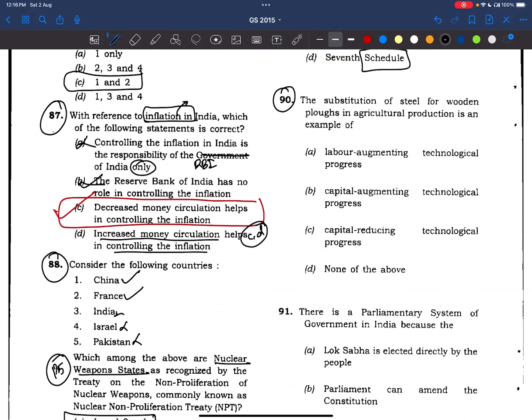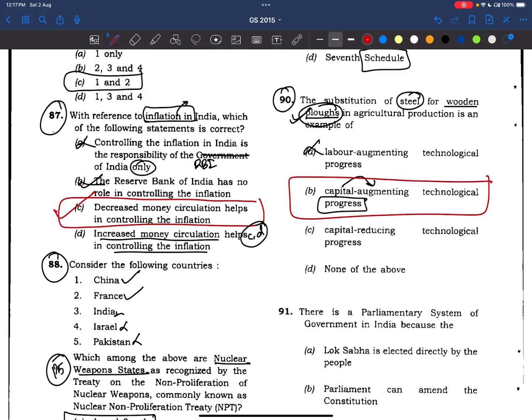Now, coming to the 90th question. The substitution of steel for wooden plough in agriculture production is an example of... What is a plough? A plough is an input for the production of agriculture, which means it is a part of capital for agriculture. Let's see the options. Labor augmenting technological progress? A plough is itself an object which is helpful in agriculture; it is not linked with labor. So A is gone. Now, capital augmenting technological progress. First we had wooden, now we are upgrading to steel. That means capital augmenting technological progress only. From wooden to steel we are going, so the answer is B.